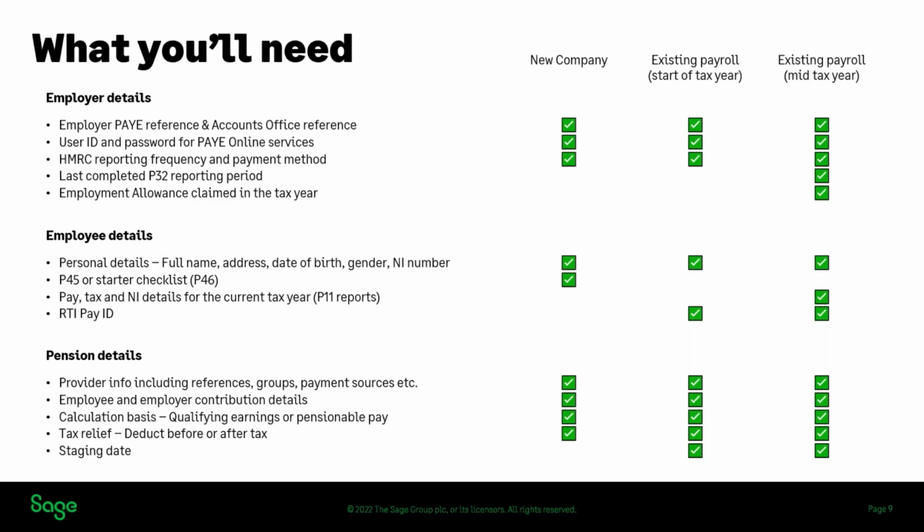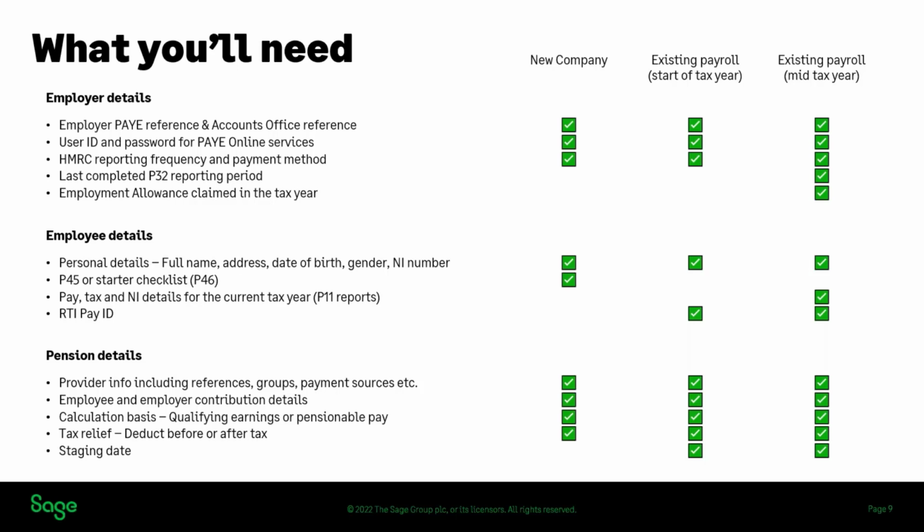And finally, you'll need some pension details. So provider information, including any references, groups, or payment sources you may have set up on the provider's portal. The employee and employer contribution details, how the pension contributions are calculated, whether that's based on qualifying earnings or pensionable pay, and the tax relief setting. So is it deducted before or after tax? And if you're an existing business, you'll also need to know your staging or duties start date. So that was the date from which the auto enrolment rules came into force for your business.